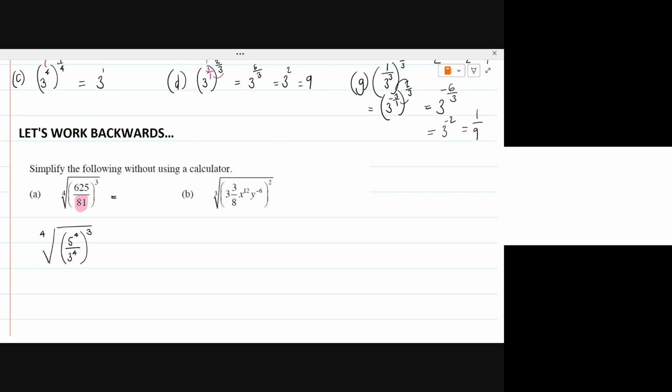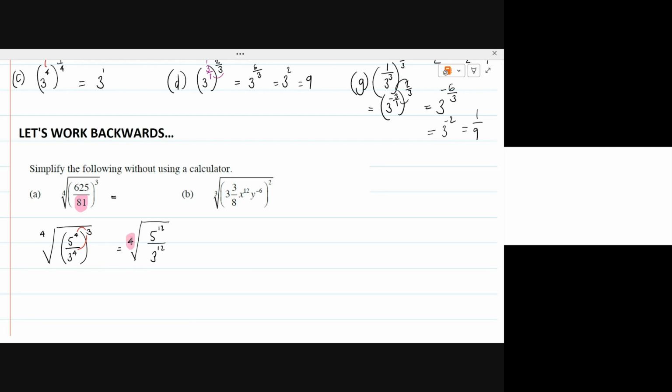Okay, now we're just going to distribute. Remember, we're still looking for the fourth root of, okay, now over here, the 3 will distribute to the top number and to the bottom number. So we're going to have 5 to the power of 12 over 3 to the power of 12 because we're multiplying, right? Good.